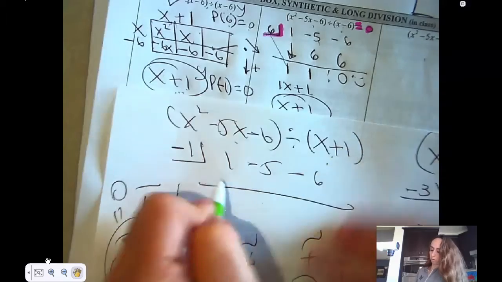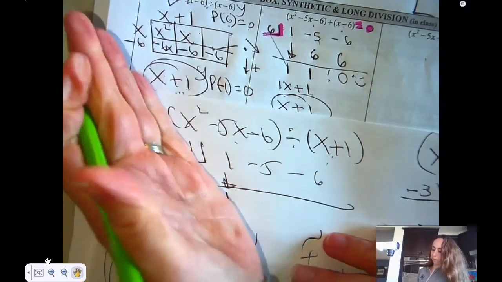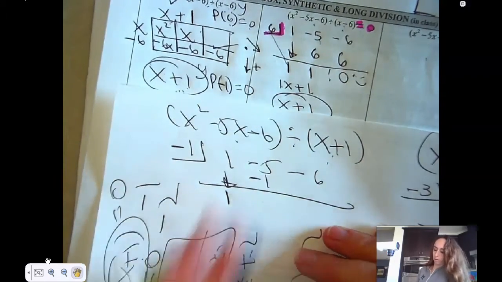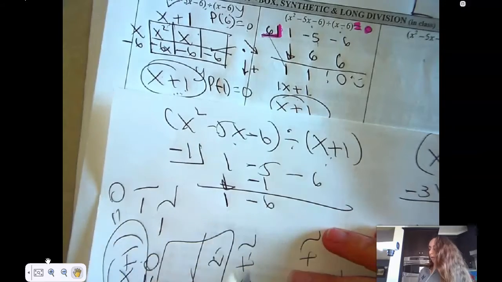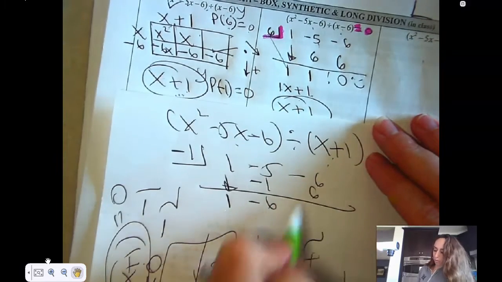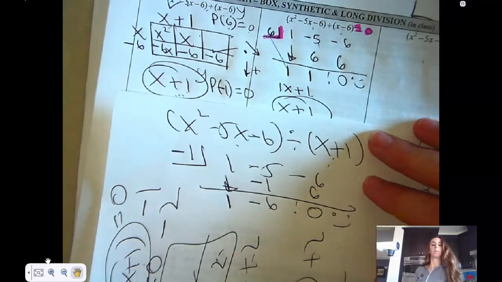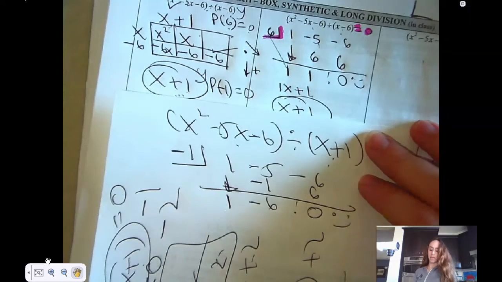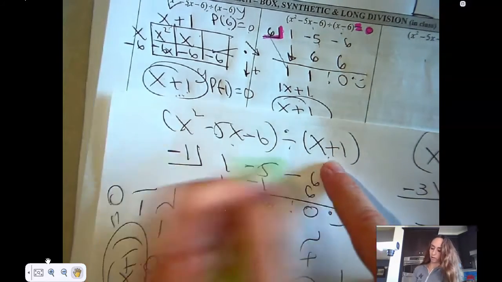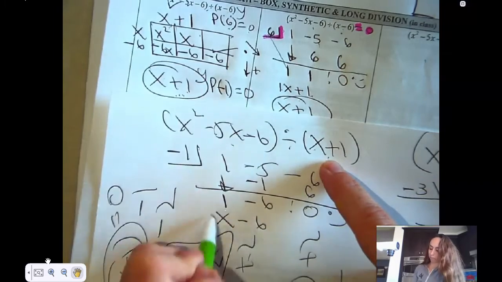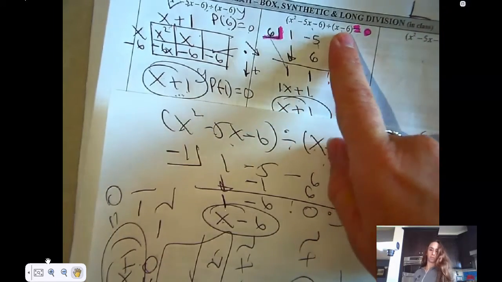What do? Bring down the first number. Diagonal, multiply. Vertical, add. Diagonal, multiply. Vertical, add. It equals 0. Then yes, it is a factor. X squared divided by x gives me x minus 6. And that's what that answer is there.